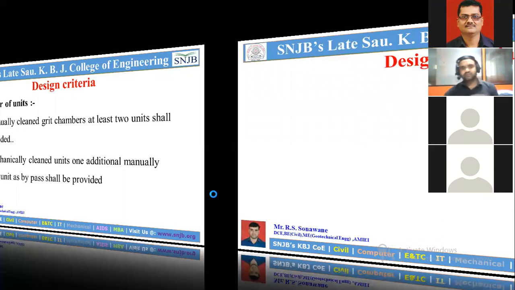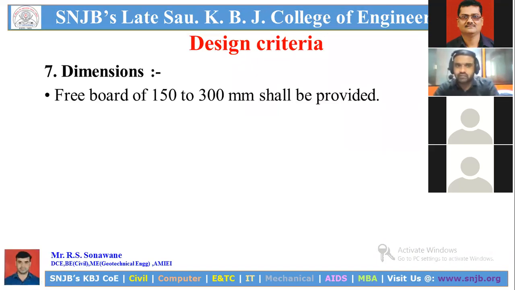Dimension is a very important criterion in the grit chamber design. Freeboard, yesterday I told you about freeboard. What is the meaning of freeboard? Suppose this is a grit chamber and the water level is like this, and the sewage should flow easily in this direction. The height from the water surface to the topmost part of the unit is the freeboard, and it should be kept at 150 to 300 mm.